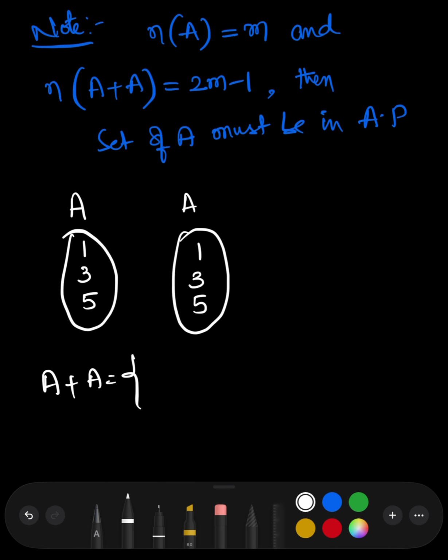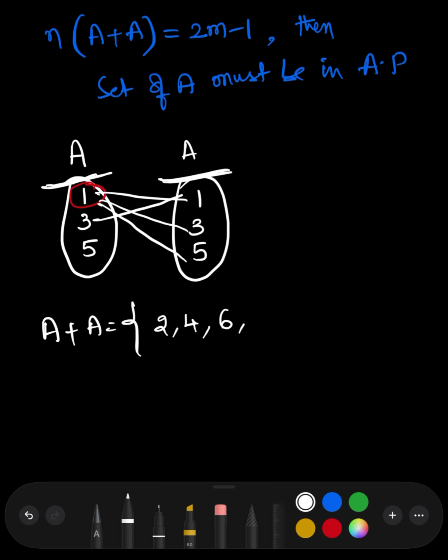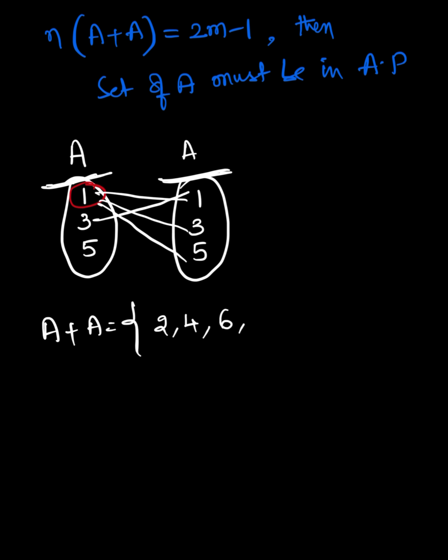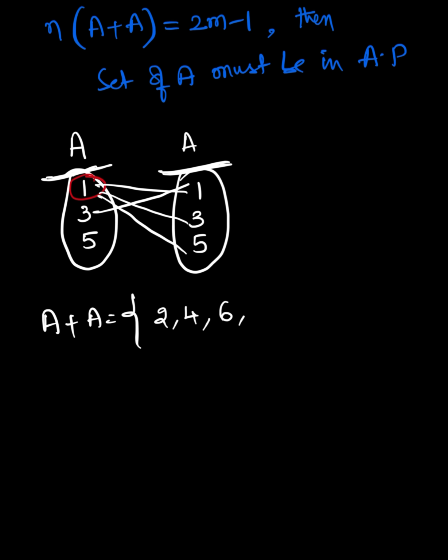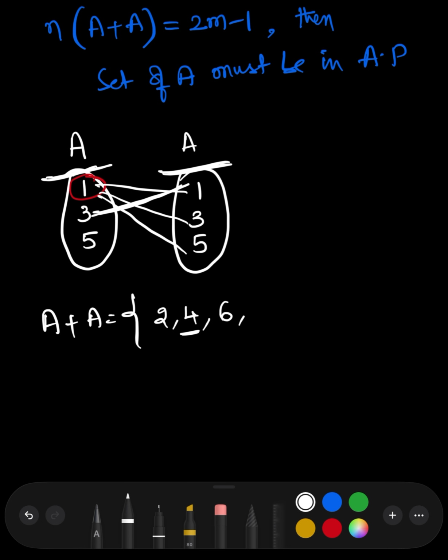I have to take one element from the first set and one element from the second set and add. Take 1 and add: 1 + 1 is nothing but 2, 1 + 3 is 4, 1 + 5 is nothing but 6. Now move on to 3. 3 + 1 is 4, and 4 is already present, so no need to write it again in the set, because a set is a collection of well defined distinct objects.